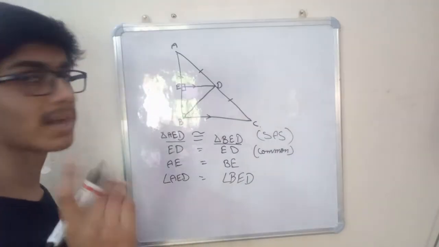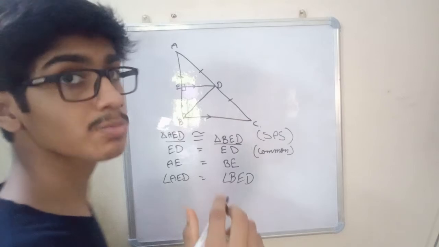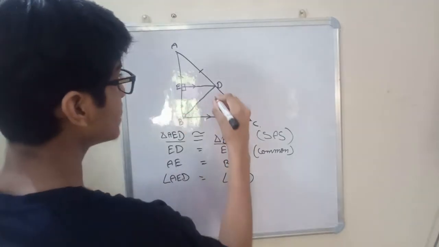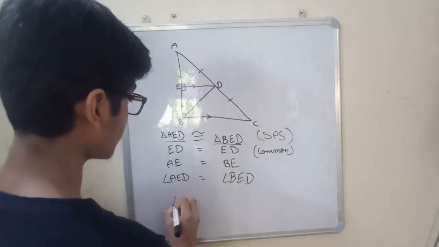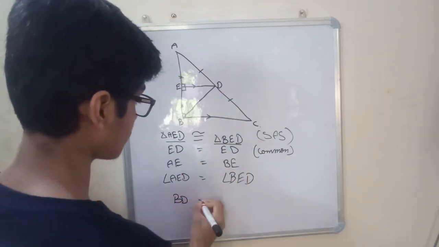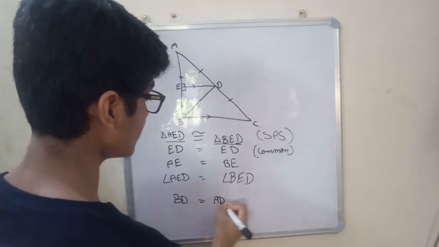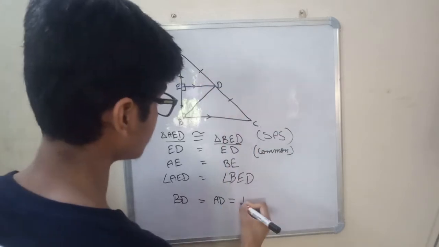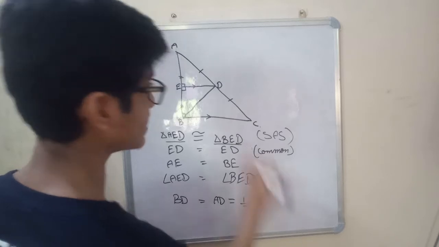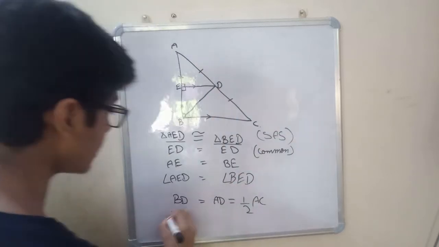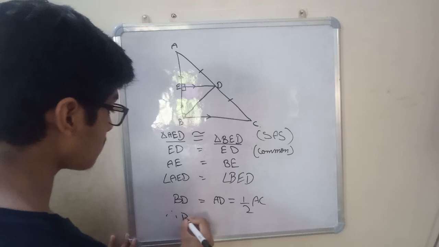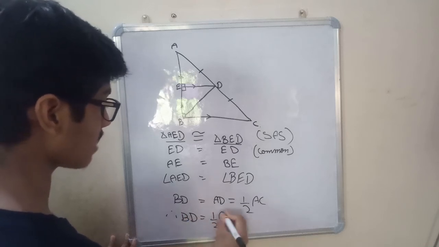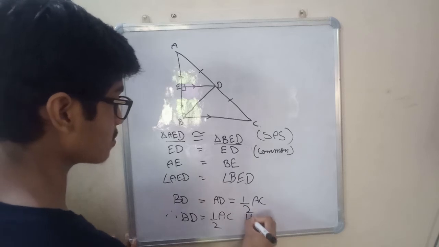And so by the property CPCTC, that corresponding parts of congruent triangles are equal, BD is going to be equal to AD. And as AD is equal to half AC, as D is the midpoint of AC, therefore BD is going to be equal to half AC, hence proved.